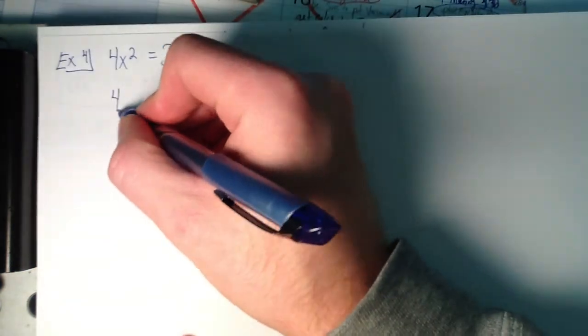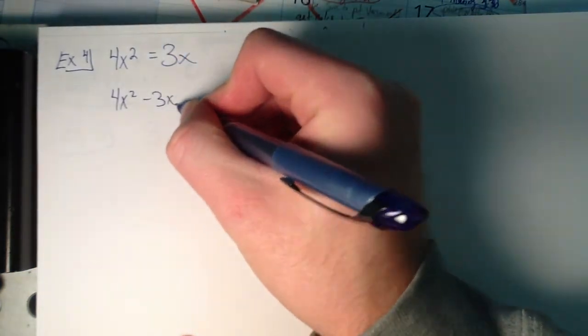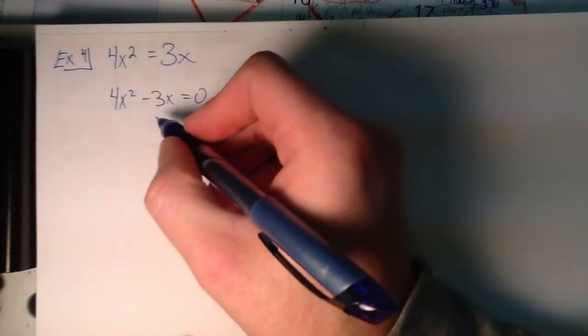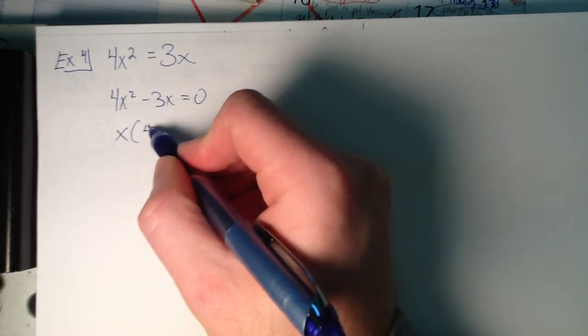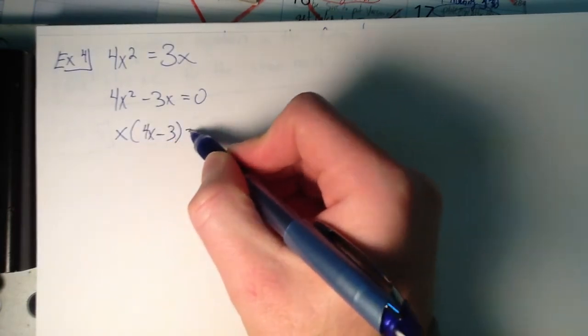All right, on to the next one. Say we got 4x squared equals 3x. So similar to the one we did not too long ago. Got to get it equal to 0. So 4x squared minus 3x equals 0. Okay. Don't forget to take out common factors. They do have an x in common. Not much else, but there's an x.